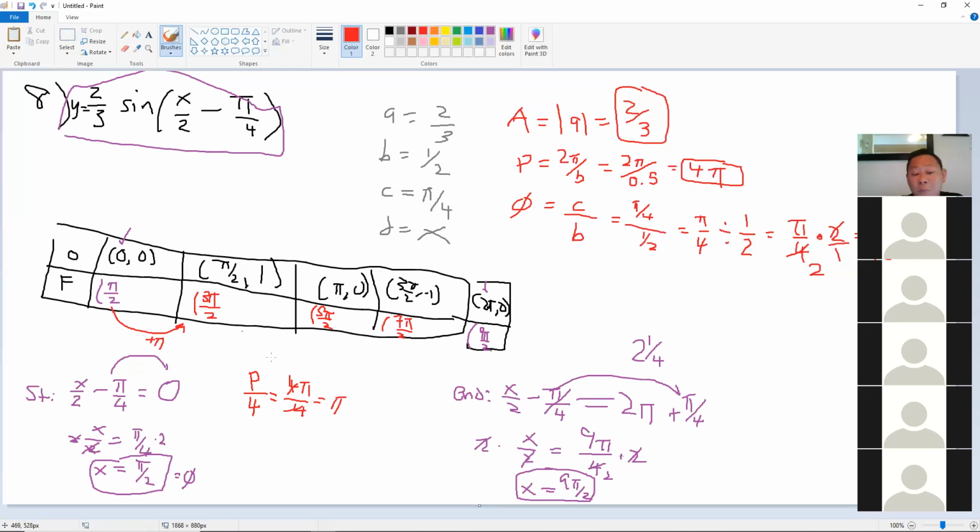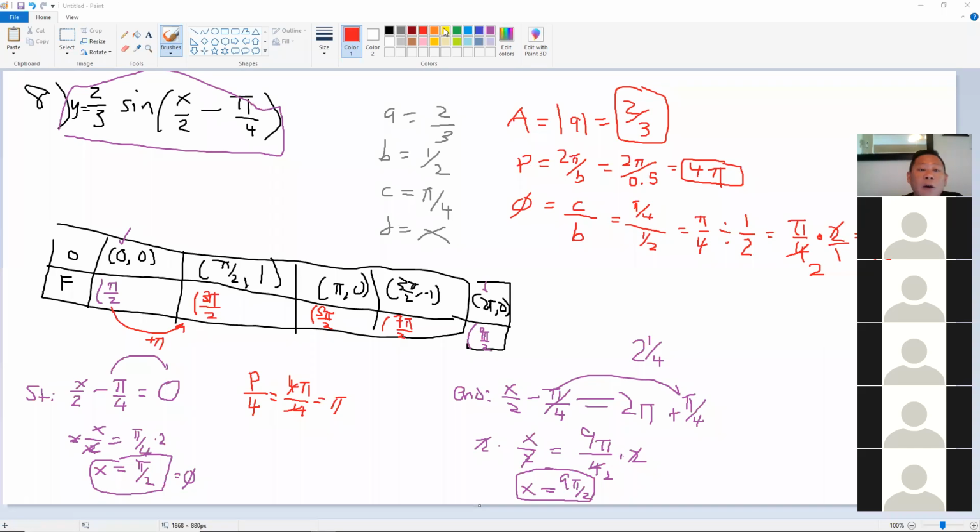So this will always match. If you add another pi and you don't get 9 pi over 2, something is wrong here. So make sure you double check your work. It should be like Sudoku, guys, Sudoku, right? Everything should fit very nicely, okay?